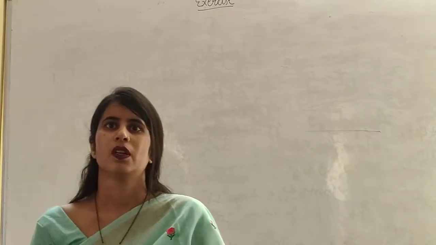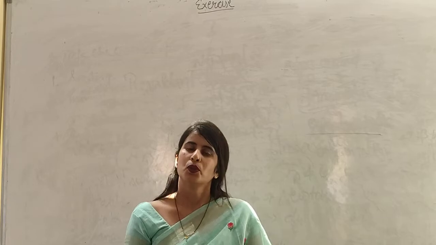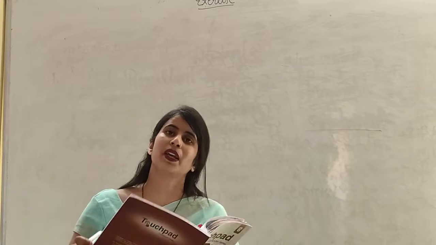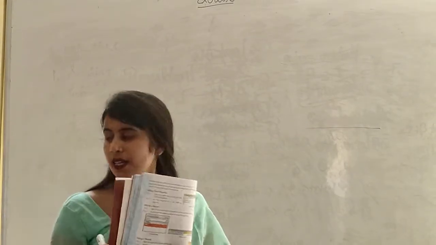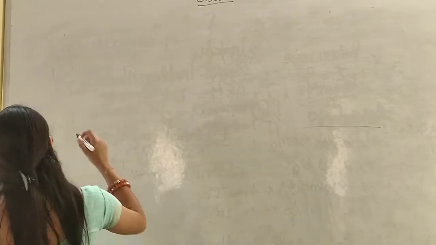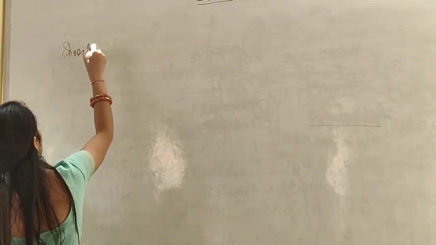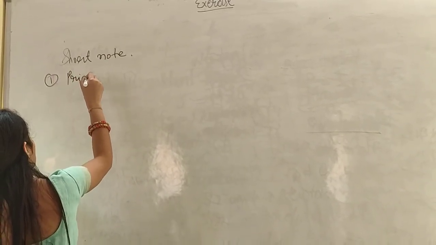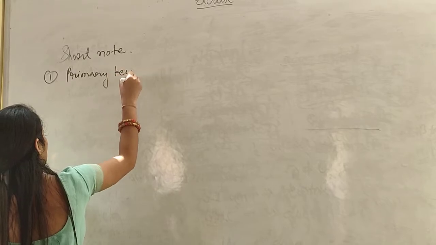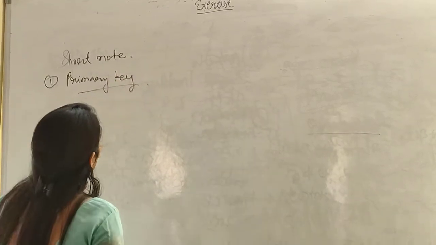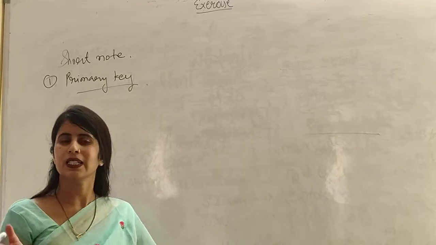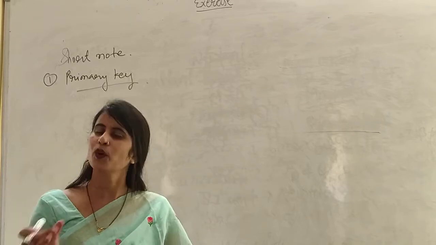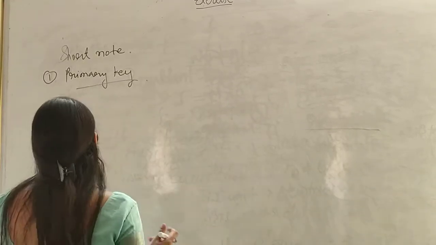Now we are going to write short notes on the following. The first one is primary key. We have to write a short note. You can find the answer from the report points of page number 27 also, and if you are not having the book, I am writing the answers also. So what is primary key?